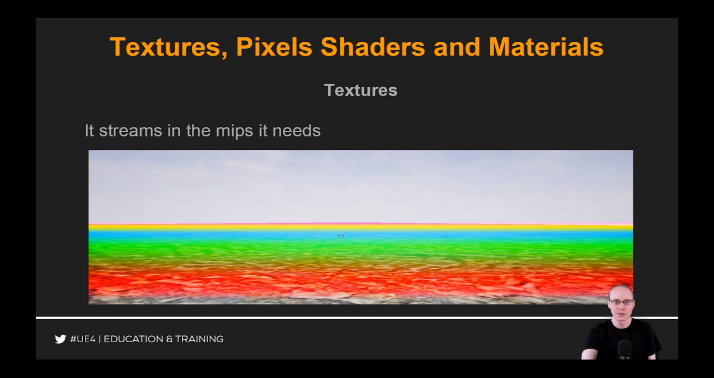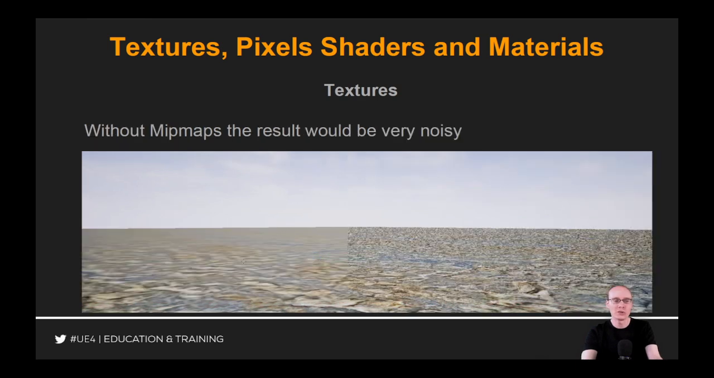Then we go to 256, then we go to 128, and then we go to 64, and there's a couple more steps underneath. So it switches to lower versions of the texture, and that results in that it smoothens out. It literally is blurrier in the distance because it's using a low resolution texture.